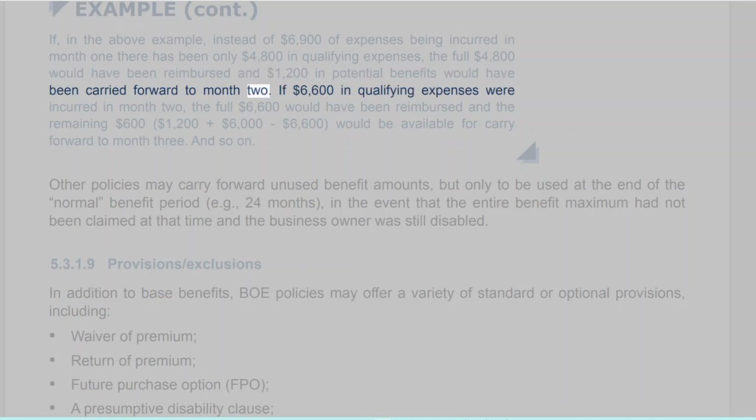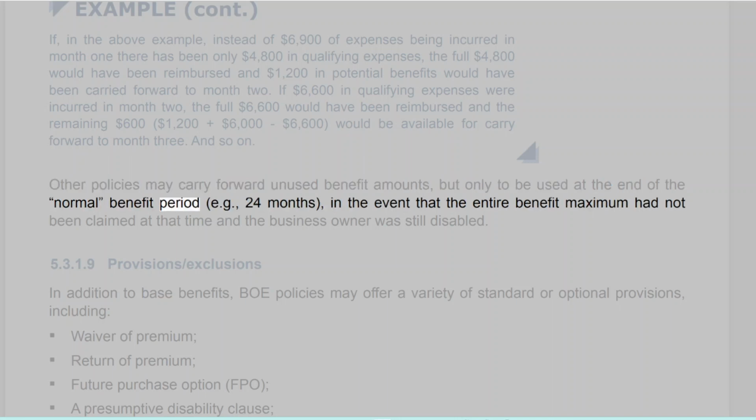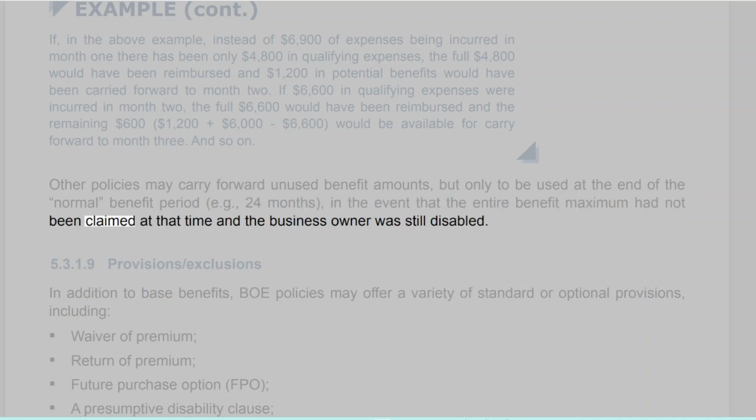to month 2. If $6,600 in qualifying expenses were incurred in month 2, the full $6,600 would have been reimbursed and the remaining $600, $1,200 plus $6,000 minus $6,600, would be available for carry forward to month 3. And so on. Other policies may carry forward unused benefit amounts, but only to be used at the end of the normal benefit period, for example 24 months, in the event that the entire benefit maximum had not been claimed at that time and the business owner was still disabled.